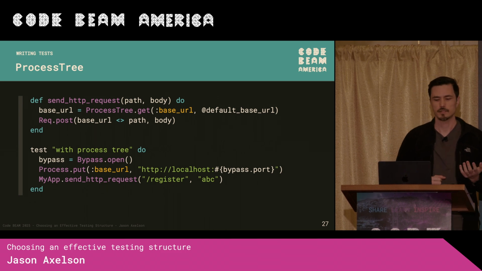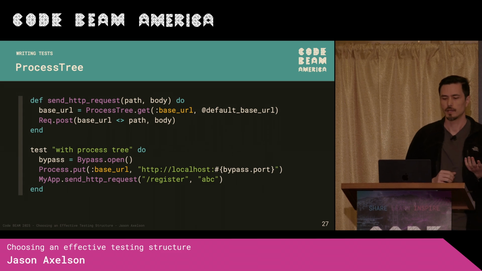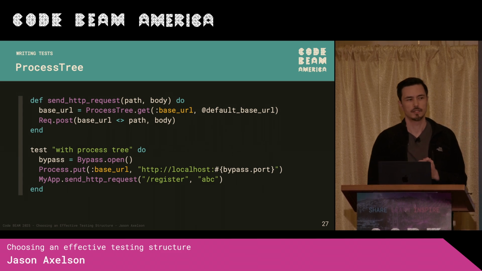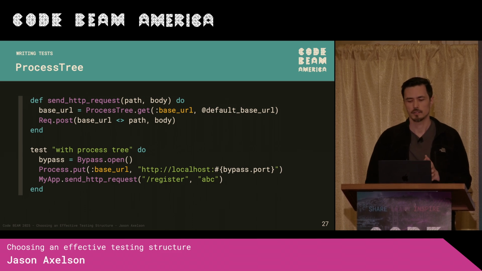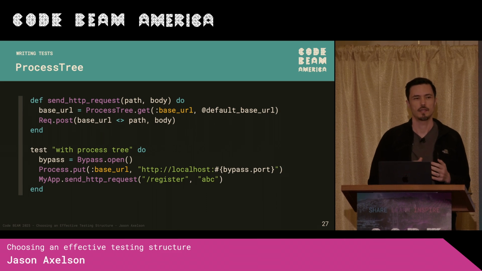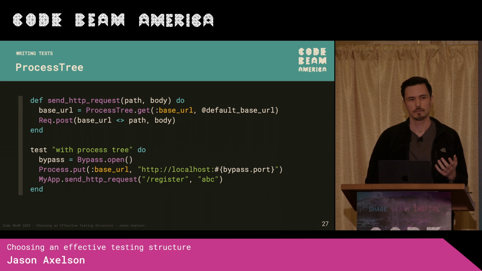And then inside your test, you call your bypass open, and then you use process.put to inject that value that you're interested in into the process dictionary of the test process. And that's how your code gets that bypass port. And then you call your function, and even if that function is nested 10 levels deep, it's still able to get that value from the process dictionary.